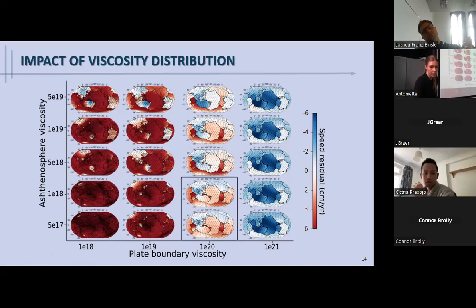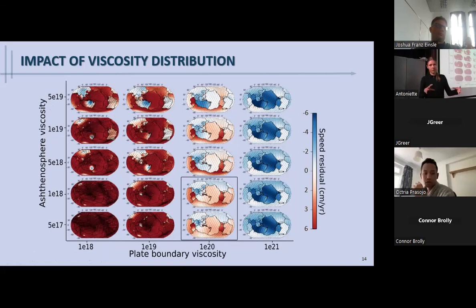And so we can see one parameter that has a really big impact is this plate boundary viscosity. And there seems to be one value where the fit is reasonable. If the viscosity is too low, the plates are just moving too quickly. If the viscosity is too high, there's too much friction and the plates move really slowly. The asthenosphere viscosity also has an impact. And we can see that especially the continental plates that have these keels going into the asthenosphere become really slow if we make the asthenosphere viscosity really large.